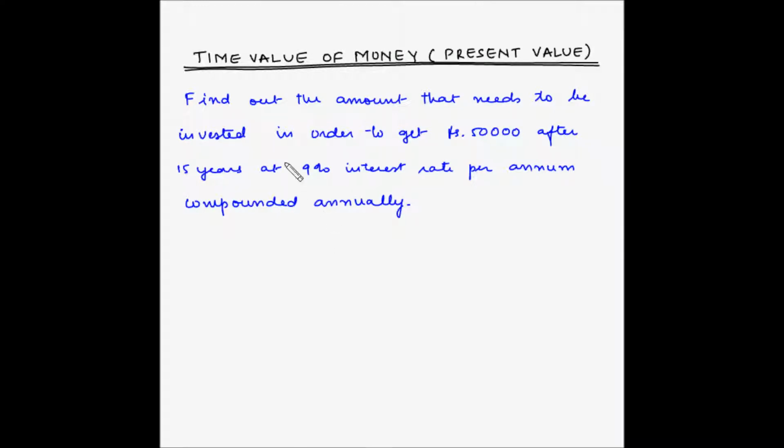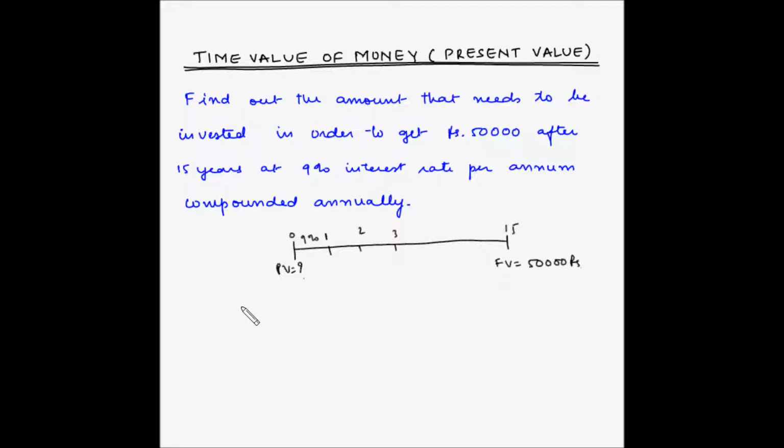So the example at hand is to find out the amount that needs to be invested in order to get rupees 50,000 after 15 years at 9% interest rate per annum compounded annually. So let's draw the time scale. So this is 0, this is 15, and then you have 1, 2, 3 and so on. The present value is not known. The future value is 50,000 rupees. The tenure is 15 years and the interest rate is 9% per annum, which is compounded annually. So at the end of every year, the amount is being compounded.